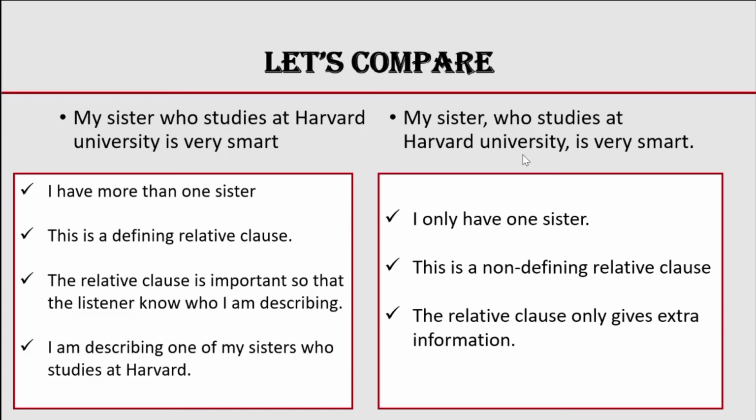While here, my sister, who studies at Harvard University, is very smart. We have a comma. So this gives extra information about my sister, as it means I only have one sister. This is a non-defining relative clause, and it gives extra information. If we remove who studies at Harvard, this is very clear, right? My sister is very smart.